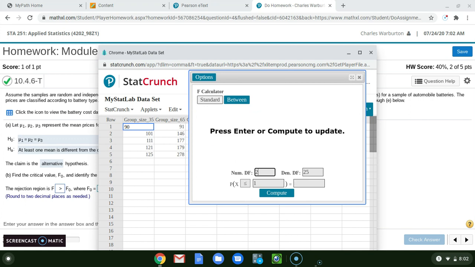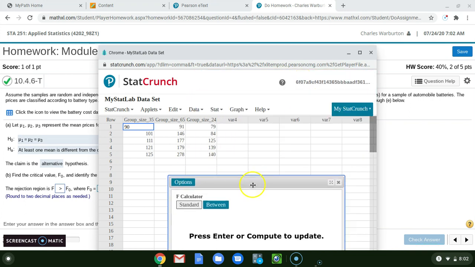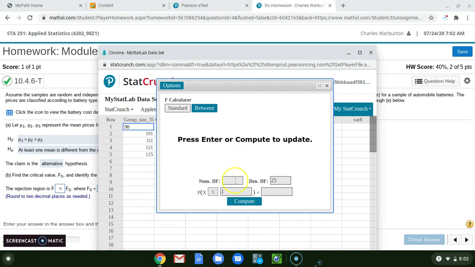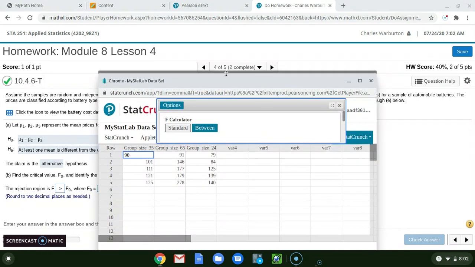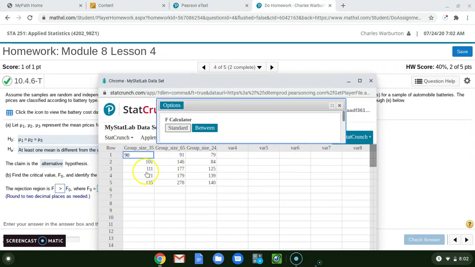So what is our degrees of freedom for the numerator? We take the number of groups minus 1. There were 3 groups, so 3 minus 1 is 2. And the denominator's degrees of freedom is the total number of batteries sampled minus the number of groups. There are 5, 10, 15 batteries. 15 minus 3 groups is 12. So 12 degrees of freedom for the denominator.